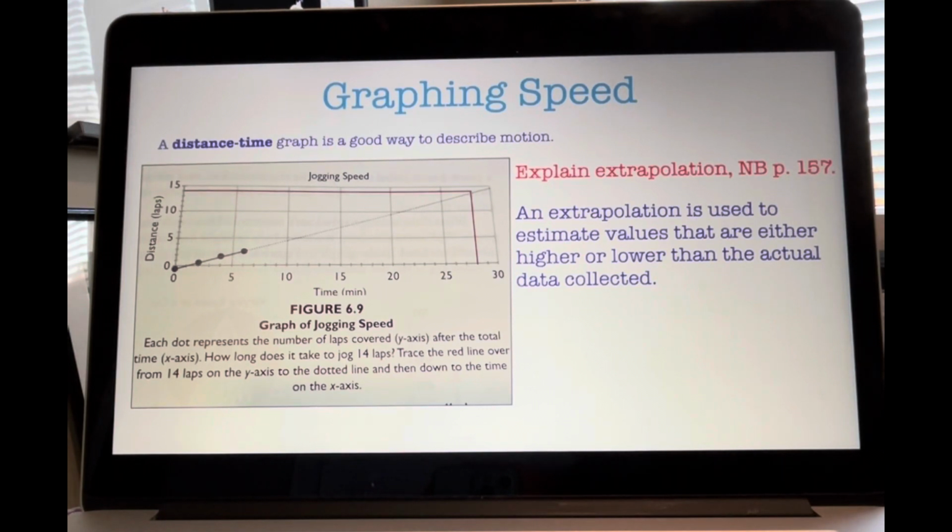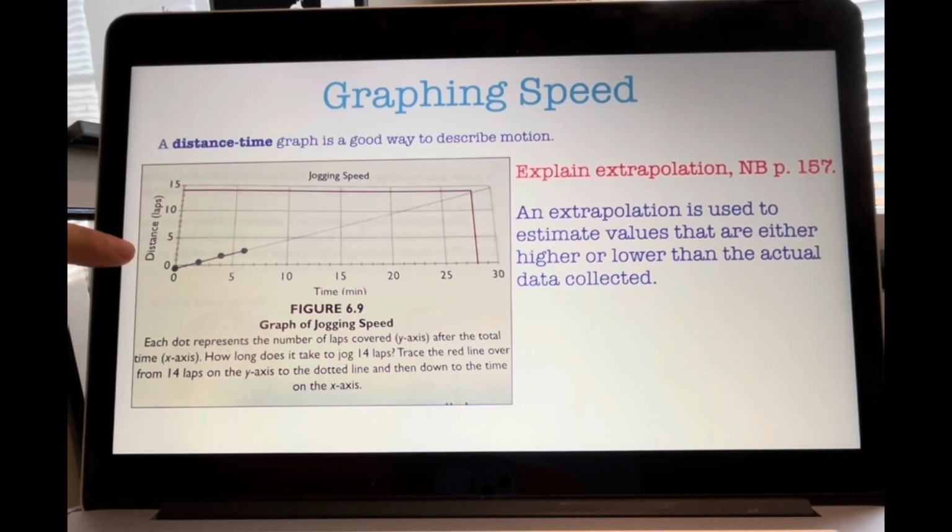A distance-time graph is a good way to describe motion. Look at the graph in figure 6.9. This is a graph showing the 3 laps you jogged. Notice that the distance is marked off on the vertical y-axis in units of laps. Here we go, the distance in laps. So 1 lap, 2 laps, 3 laps, 4 laps, and so on. We could also use units of 400 meters, but we'll use laps since the numbers are smaller.